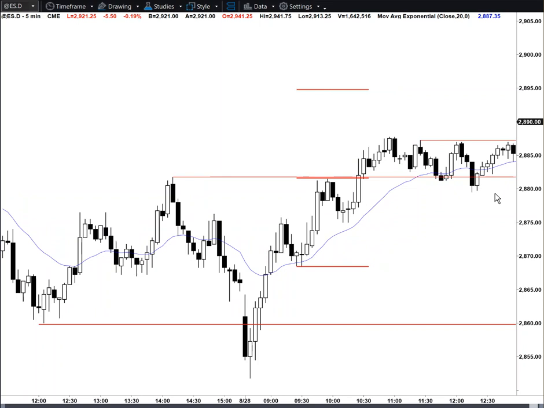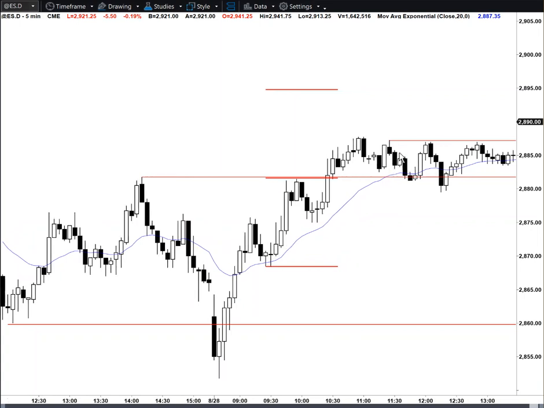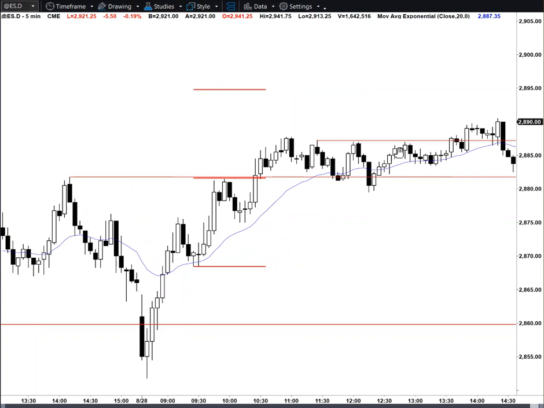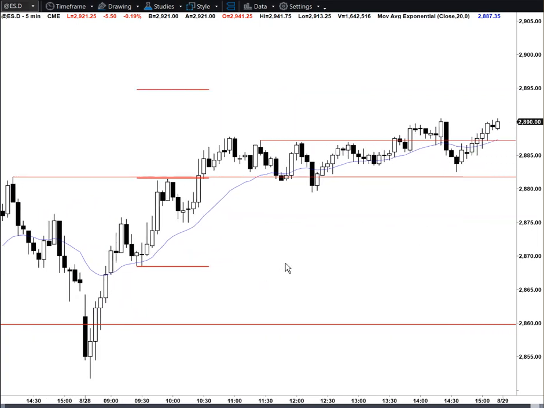But you can see, the bulls are trying hard to break out and the bears are selling up here. And that, for the most part, was the day. Just sideways.